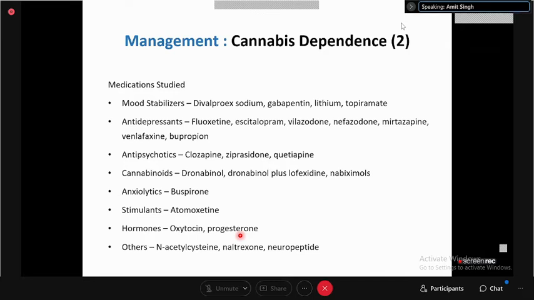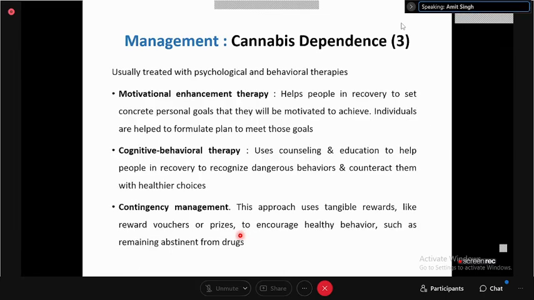Besides, anxiolytic medications such as buspirone, stimulants, hormones, and several other medications such as N-acetylcysteine, naltrexone, and neuropeptides have also been tried in the management of cannabis dependence. However, no substantial benefits have been found with regard to the outcomes in patients with cannabis dependence with the use of these substances.